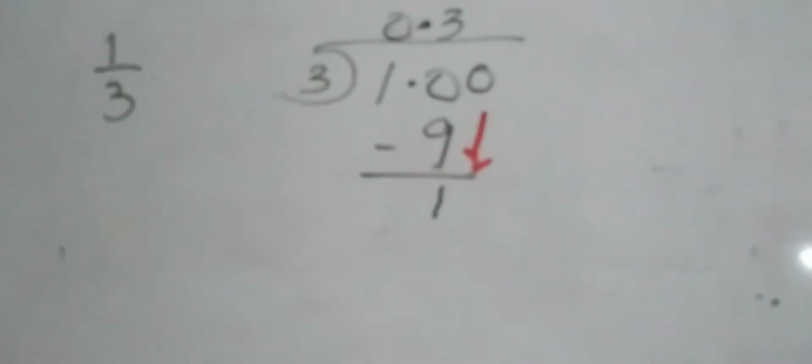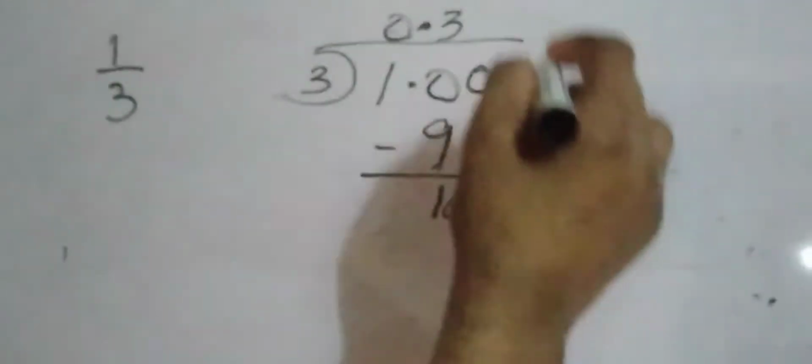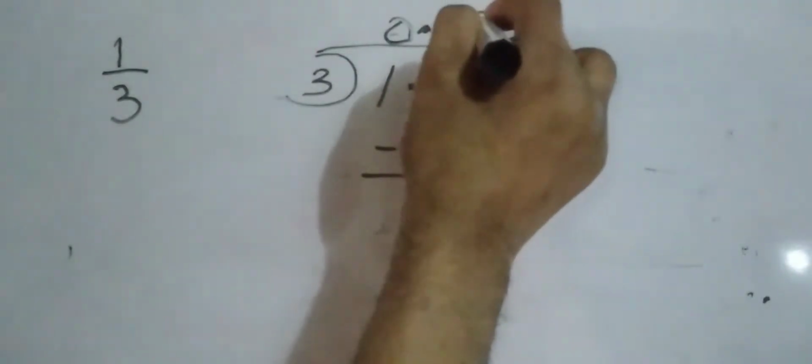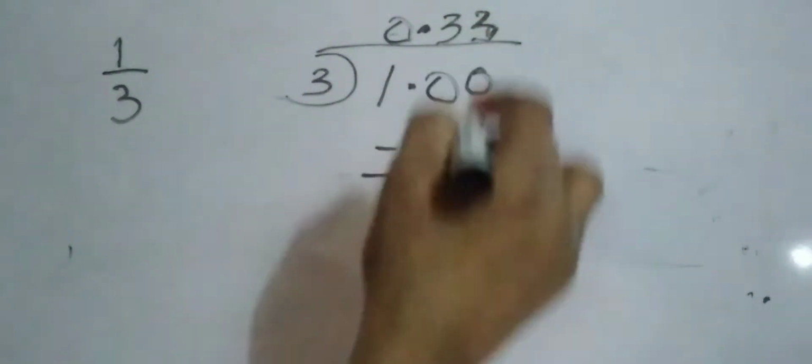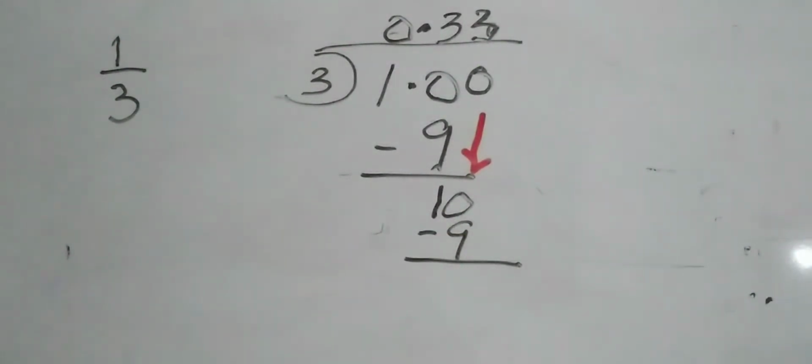So bring the 0 down to join the 1. So we're going to have 10. So we're going to say 3 to 10. That goes 3 times again. So if you notice, this is going to continue. So we're going to have a line of 3's continue forever.